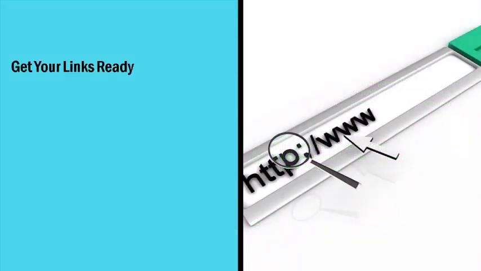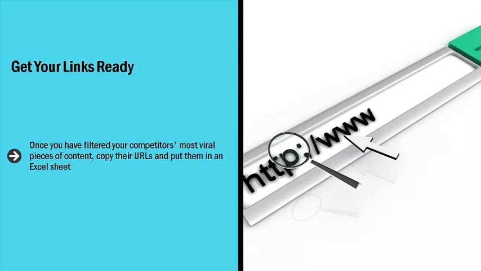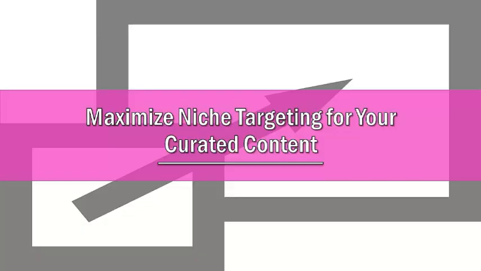Get your links ready. Once you have filtered your competitors' most viral pieces of content, copy their URLs and put them in an Excel sheet. On the right side, try to find the description for that piece of content. Usually, when you come across viral content on a social media platform, there's a short description or even a title. Use those materials.